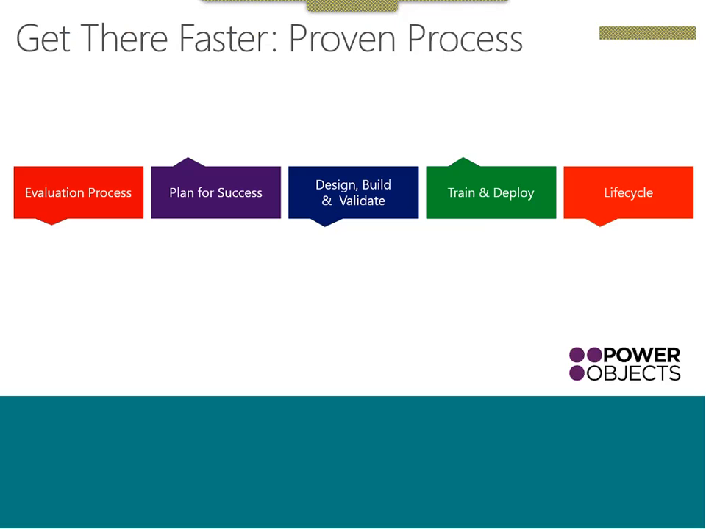From PowerObjects perspective, we have a process that's been proven over those 750 different engagements, and it's a process that really walks our customers through understanding where they want to go and how they're going to get there, and understanding what resources they need to apply to help achieve their vision. So from evaluation process, we then build a plan for success. We design, build, and validate, and then we help train and deploy, and then we are engaged on the life cycle side.